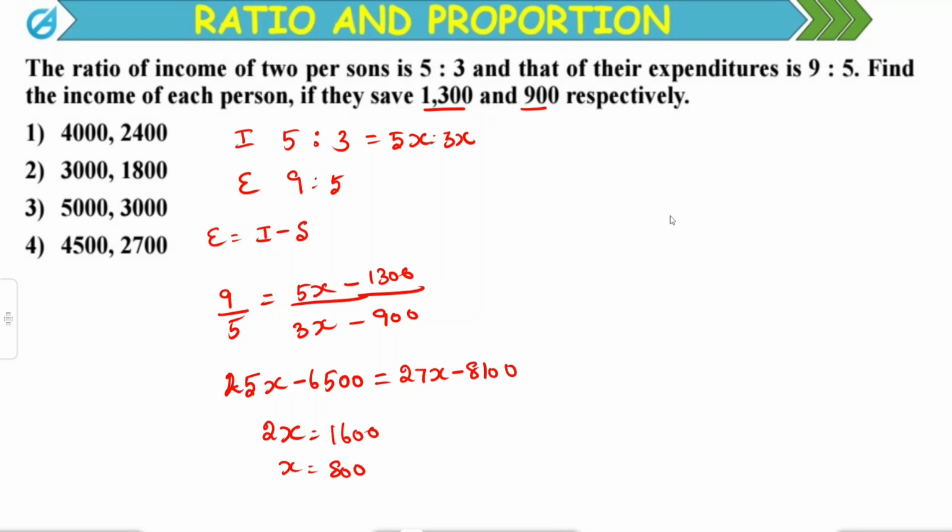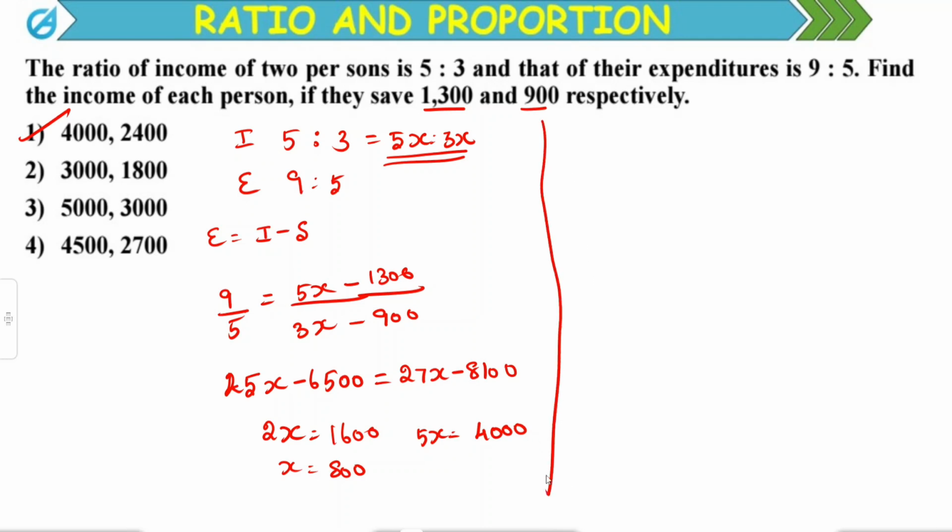But what we need to find here is the income of each person, that is 5x and 3x. So if x is equal to 800, what about this 5x? 5 into 800 will be 4000. Okay, so what will be the answer? The answer will be 4000 and 2400.